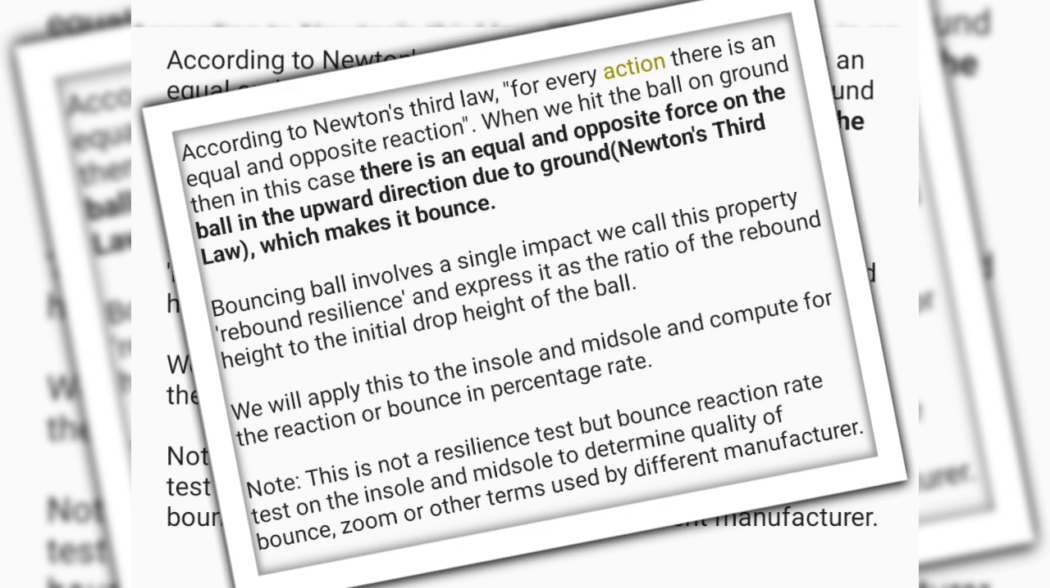According to Newton's third law, for every action there is an equal and opposite reaction. When we hit the ball on the ground, there is an equal and opposite force on the ball in the upward direction due to the ground, Newton's third law, which makes it bounce. A bouncing ball involves a single impact. We call this property rebound resilience, and express it as the ratio of the rebound height to the initial drop height of the ball.